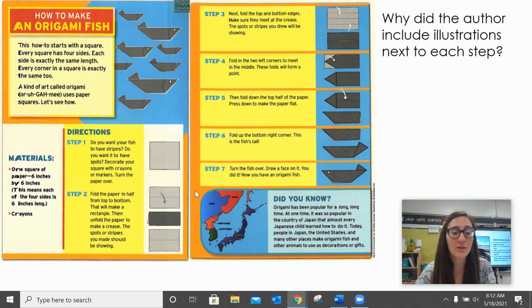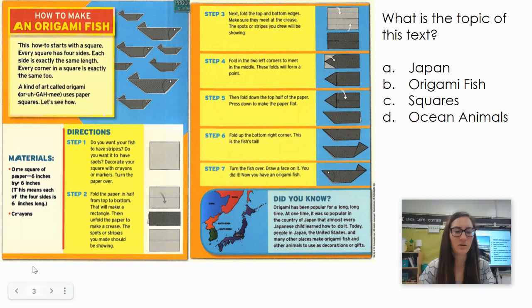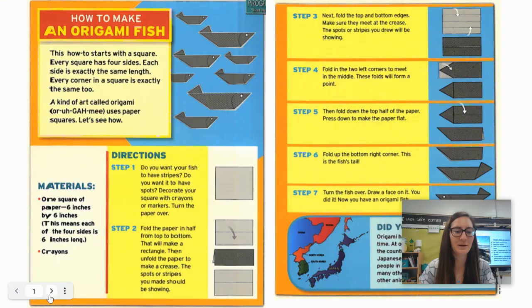Hopefully you said something along the lines of so that when you're doing the steps, you know what it looks like. So when you have pictures, it helps you visualize or know what something looks like. So if you're just reading the words, you might be like, I don't really understand what to do here. You can look at the illustrations and have a better idea. Whoops, I went too far. Hold on. There we go.